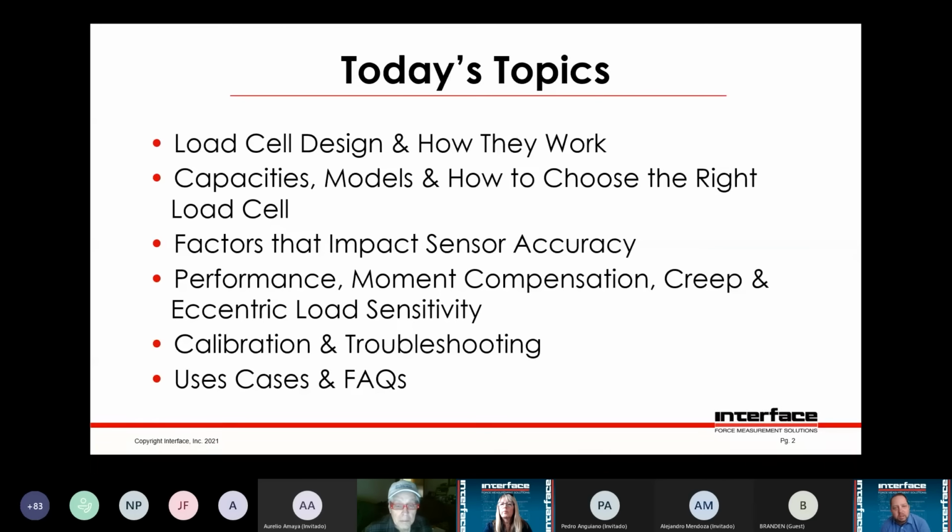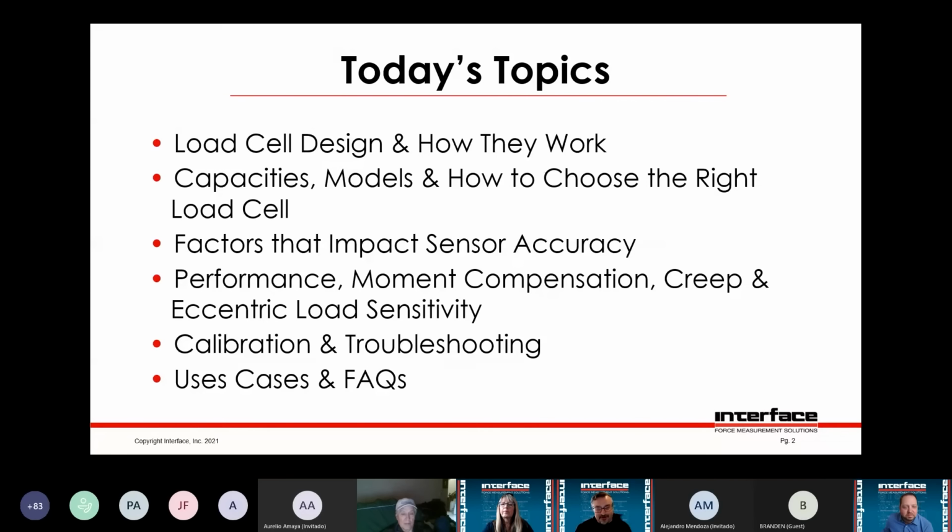All right, so we're going to cover a lot of the basics, but I think even some of you more experienced users will get something out of this today. We're going to cover load cell design, how load cells work, and then various aspects of how to ensure you're choosing the right load cell, and then things that factor into performance and usability in terms of getting the best results out of the sensors through use. We'll have a few use cases at the end, and then of course open things up for an FAQ, where we hope you'll contribute questions through chat, and we'll do the best we can to address them here.